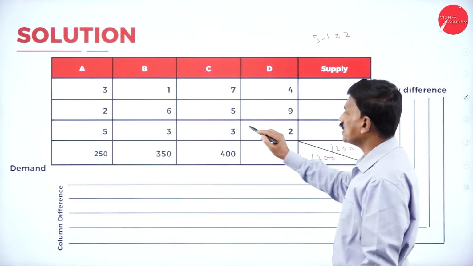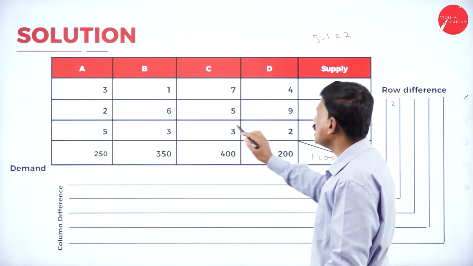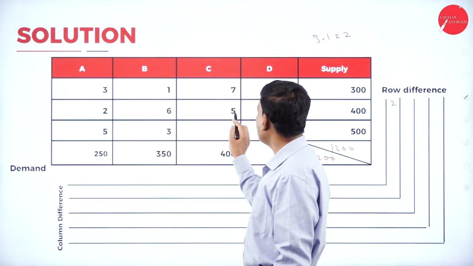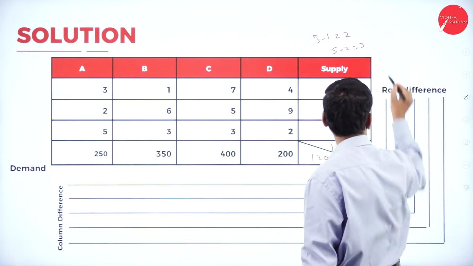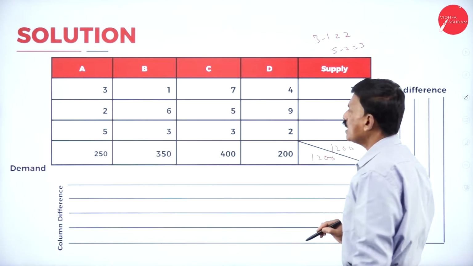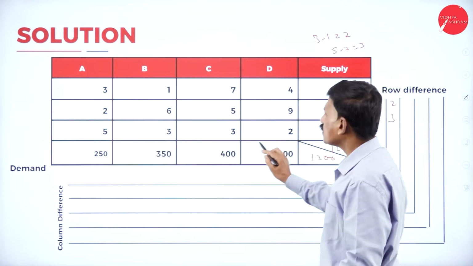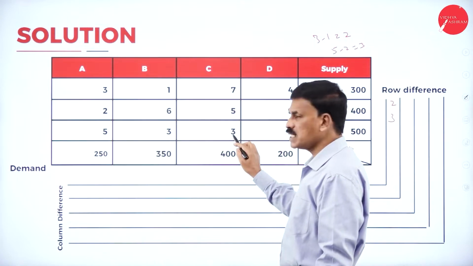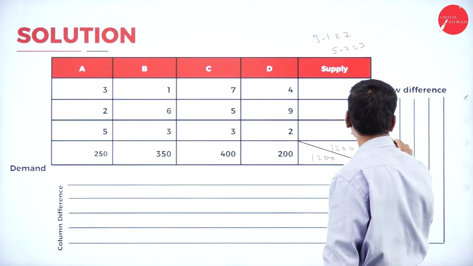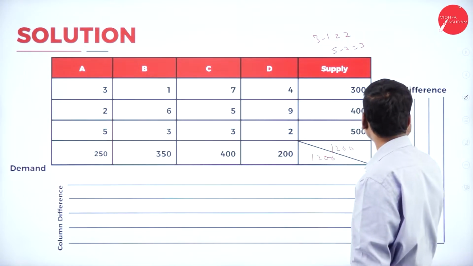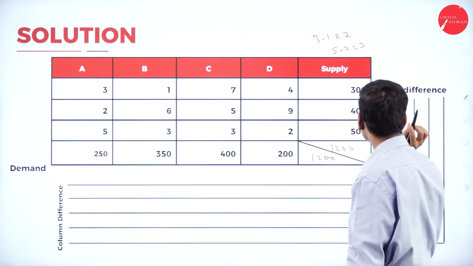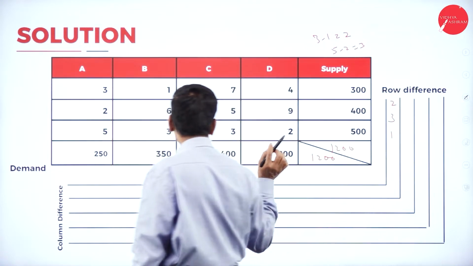Now come to the next row. In the next row, what is the least value? 2. The next least value is 5. 5 minus 2 is equal to 3. So we can write 3 here. Similarly, in the third row, the least value is 2 and the next least value is 3. 3 minus 2 is equal to 1. So these are the row differences: in the first row the difference is 2, in the second row it is 3, and in the third row it is 1.